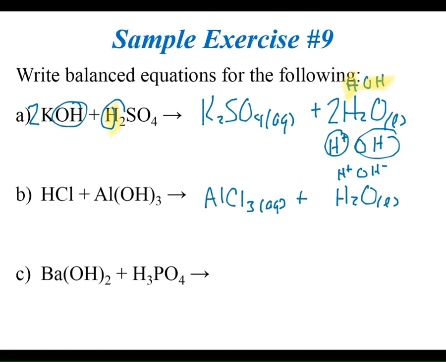So 1 hydrogen, 1 chloride, 3 chlorides. So make it 3. Oh, now I got 3 hydrogens, so now I need 3 of these. 1 aluminum, 3 hydroxides, 3 hydroxides. Ta-da!